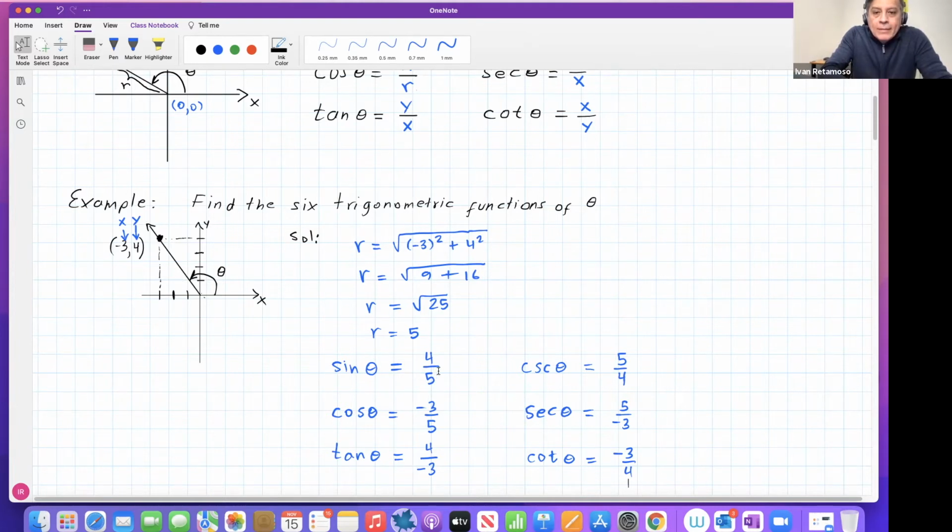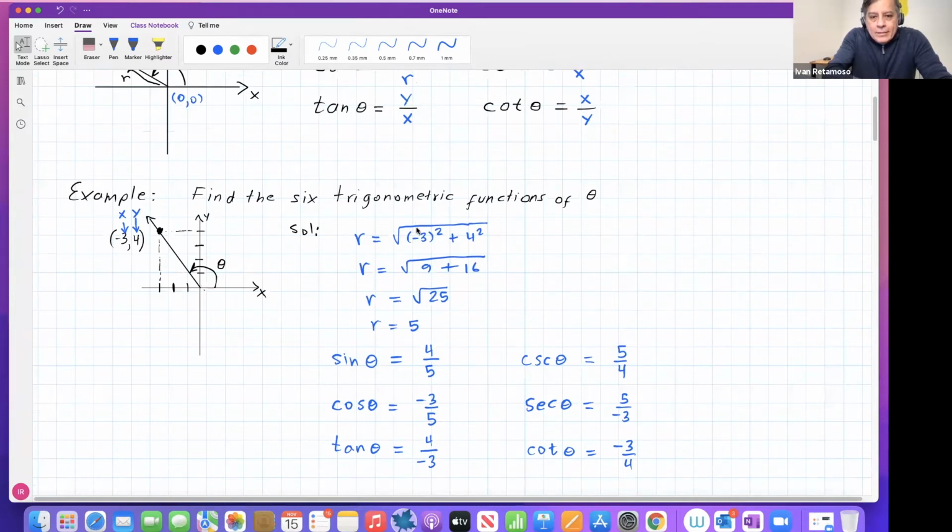And notice we got sine and cosecant positive, but cosine, secant, tangent, and cotangent, they are negative, right? So we're gonna be careful with the signs. Very good. Now, in order for you to easily figure out the signs of a trigonometric function, without thinking too much about it, mathematicians created this nice mnemonic device.